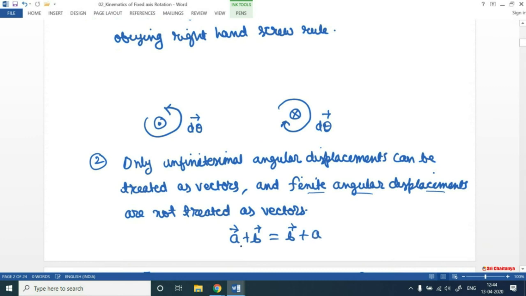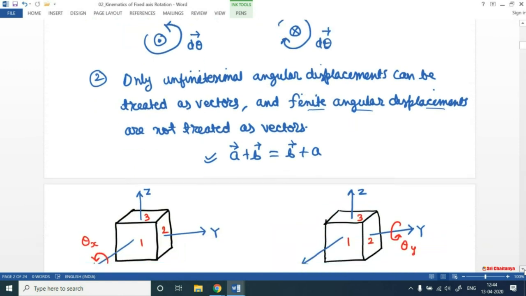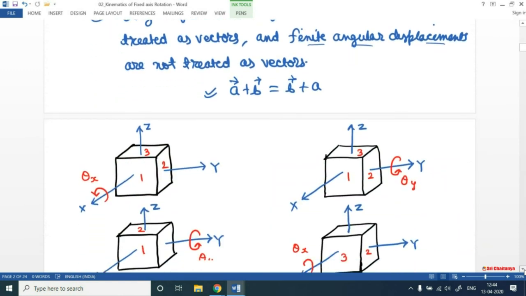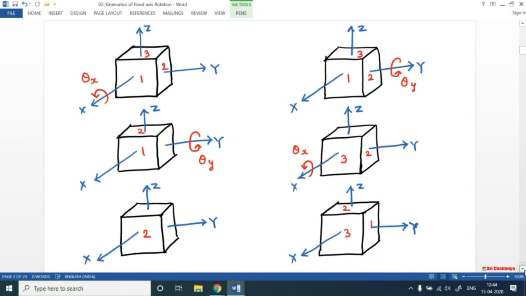And if this law is not obeyed, that cannot be a vector. So let's look at an illustration proving this. That would be a self-justified illustration. I have chosen the diagram already for you. So now look at this diagram.